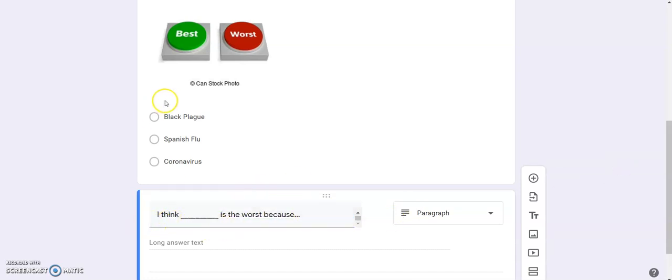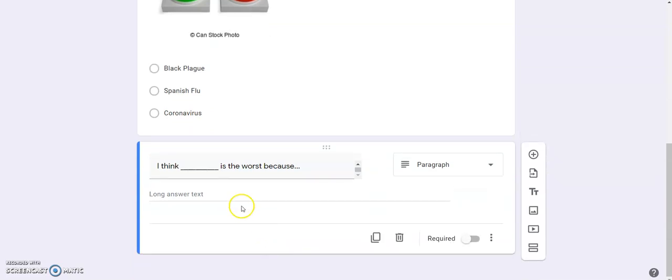I think Black Plague is the worst because. I think Spanish flu is the worst because. I think coronavirus is the worst because. Describe here why you think it's the worst. Think of the effects on the body. Think about how many people died. Think about which ones have treatments or cures. Think about which ones had the worst effect on politics, the culture, or economy. And give me your answer here.